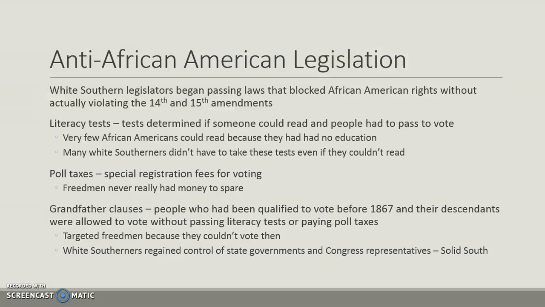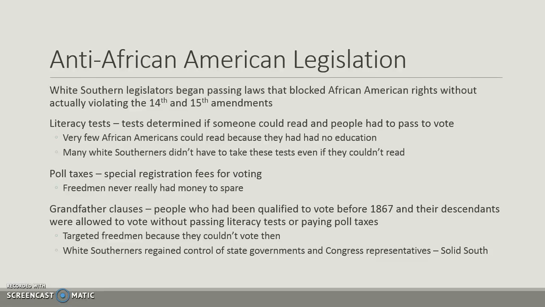The Southern legislators during Reconstruction passed black codes, and those stopped African Americans from having a lot of rights. That's going to continue, and more laws are going to be passed after Reconstruction ends. They usually center around the 14th and 15th Amendments and stopping people from having equal rights and their voting rights. Some of the things that the Southern legislatures would do to try to stop people from voting are the three items mentioned here: literacy tests, poll taxes, and grandfather clauses.